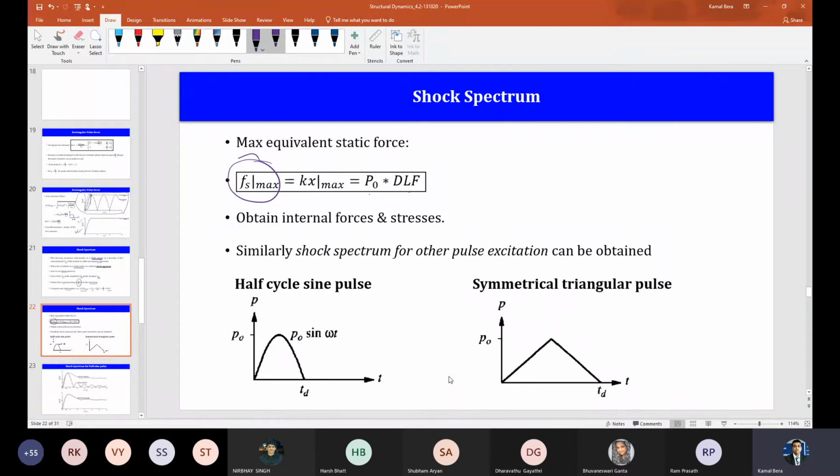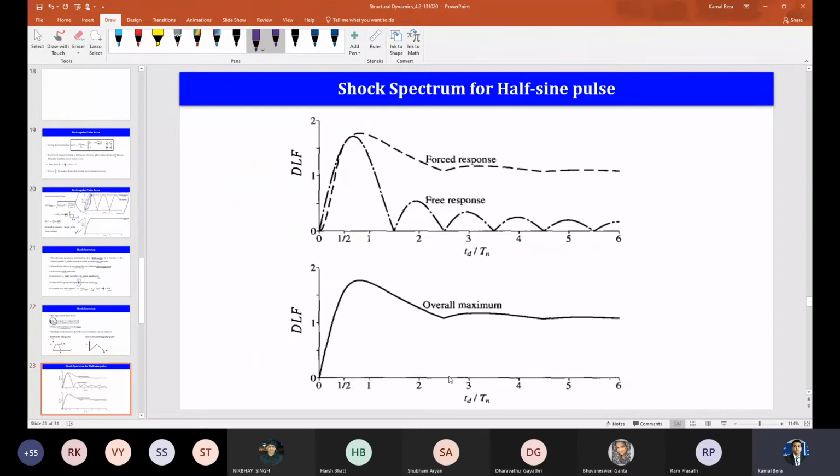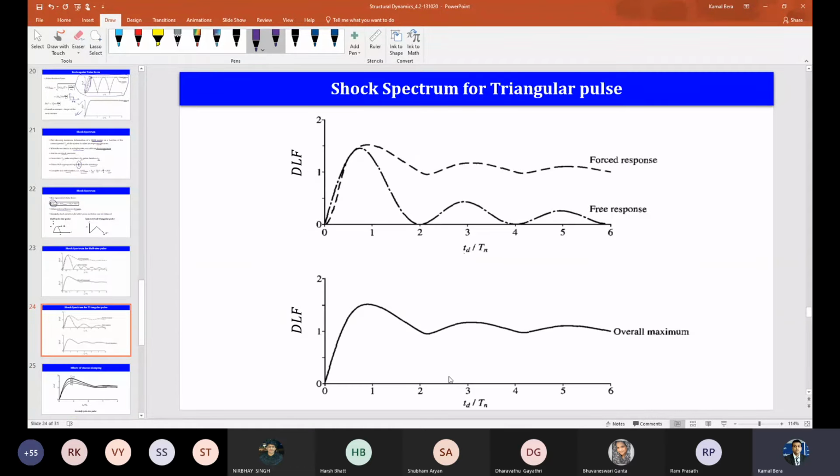Once you have the equivalent static force, you can find the internal forces, like shear force and bending moment, and then bending stress and shear stress, which you are already expert in from solid mechanics or basic structural analysis. Similar shock spectra can be obtained for other pulse excitations. This one is for the half sine pulse, with a similar plot of forced response, free response, and the overall maximum. This is for the triangular pulse.